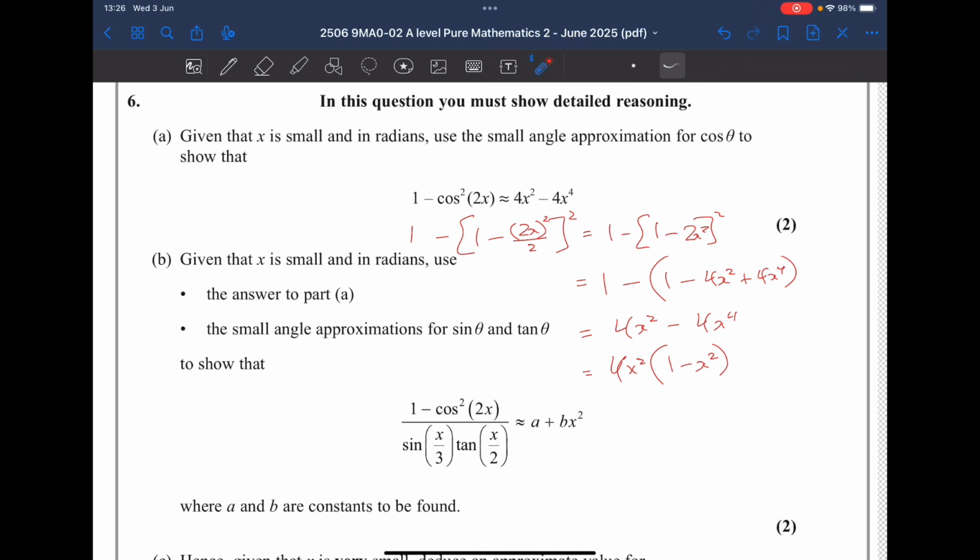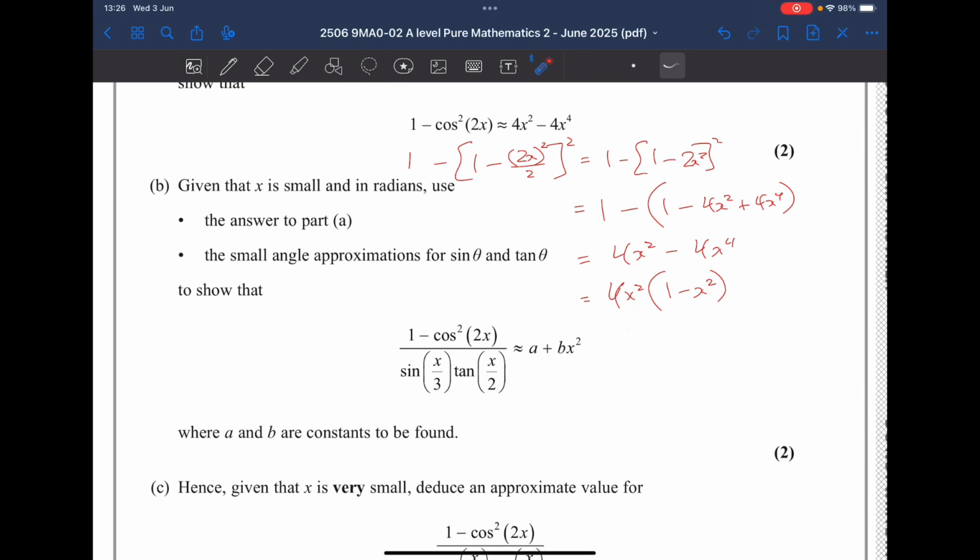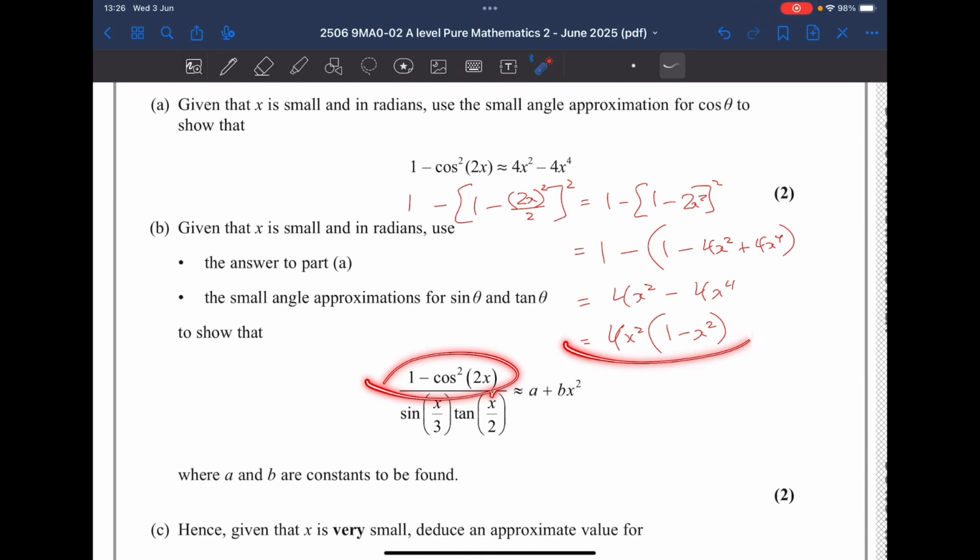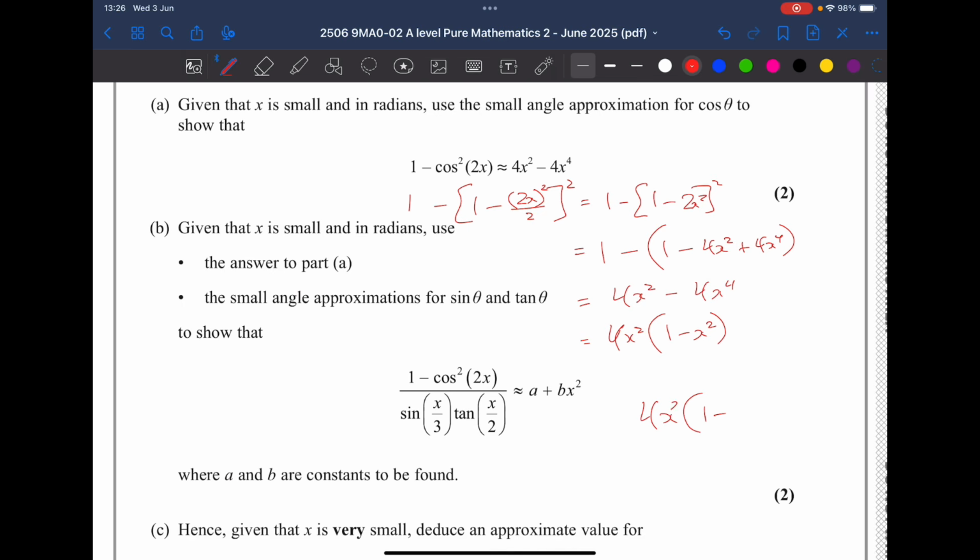Given that x is small and in radians, use the answers by A and small angle approximations for tan and sine to show that this is true. Okay, so the top row, the numerator, is just what we did. No difference there at all. The bottom, sine and tan are just themselves, and whatever you have in there is the approximation. So this approximation is going to be the thing we just found, the 4x squared, x minus 1 squared, over x on 3 times x on 2.